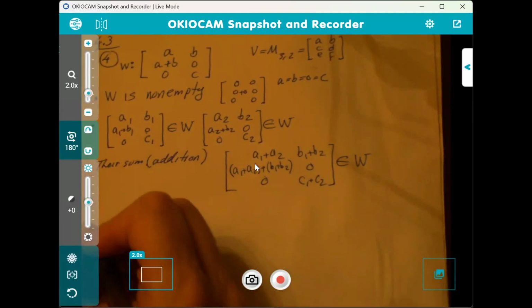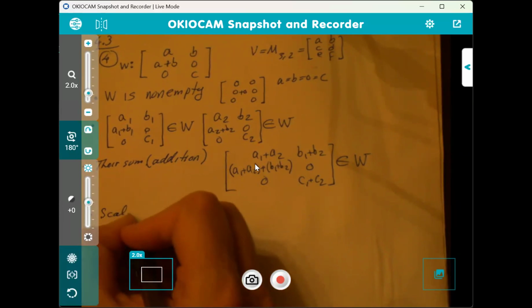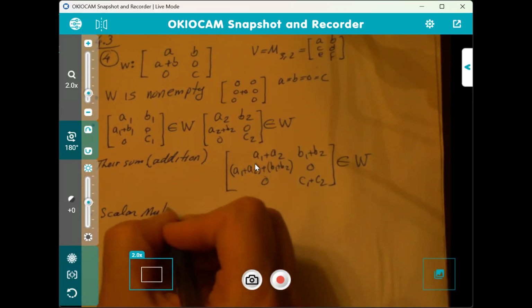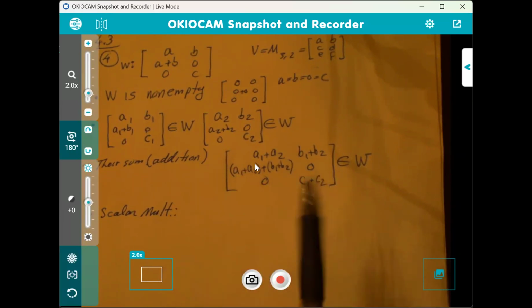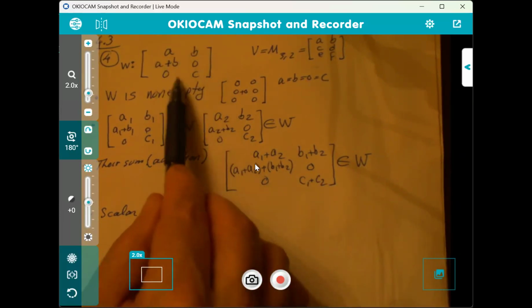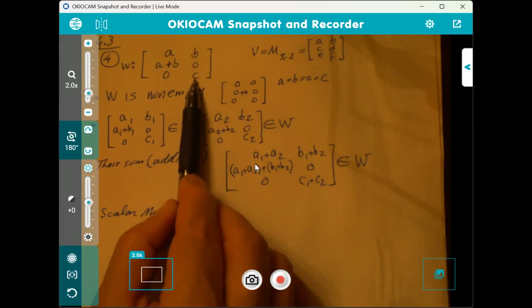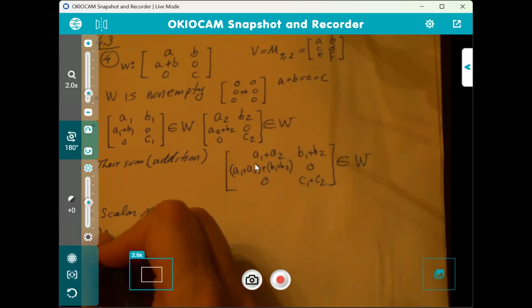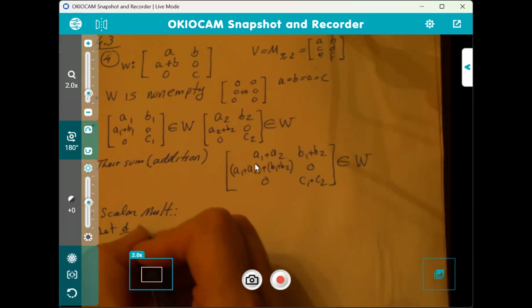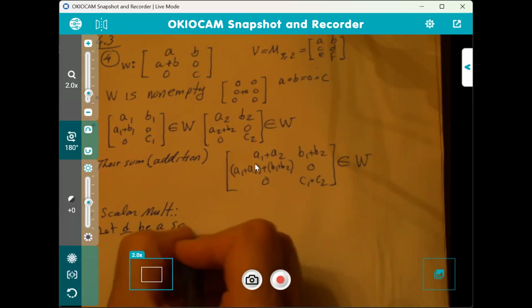That's the sum. Now we're going to look at scalar multiplication. Is it going to be closed under scalar multiplication? Because he's using A, B, C, I'm not going to use C. Usually we use C for scalar. So the next letter I'm going to use would be what? D. Let D be a scalar.